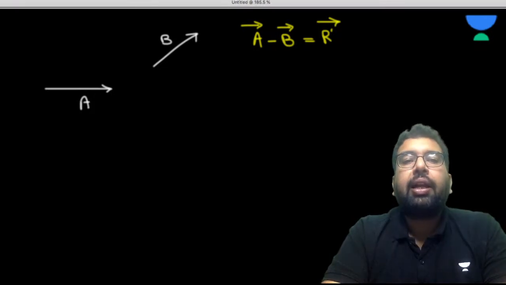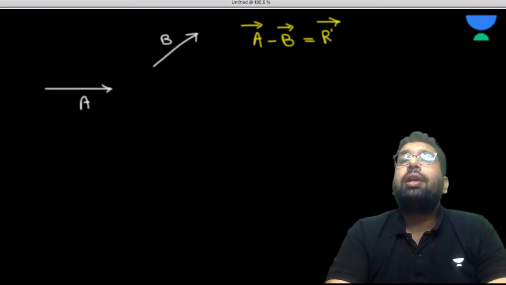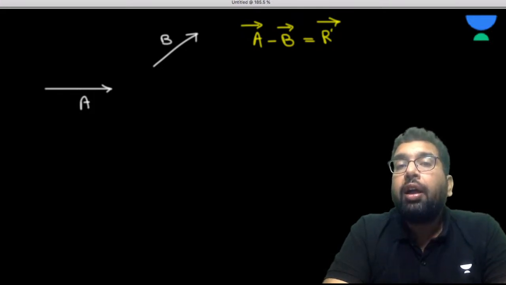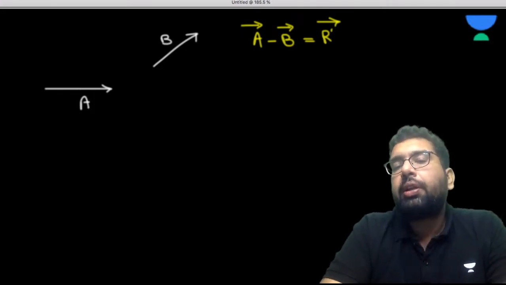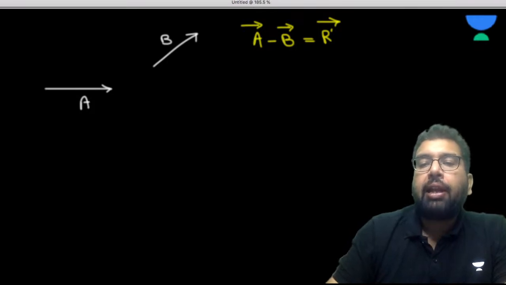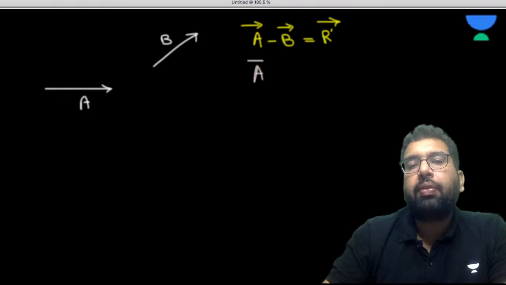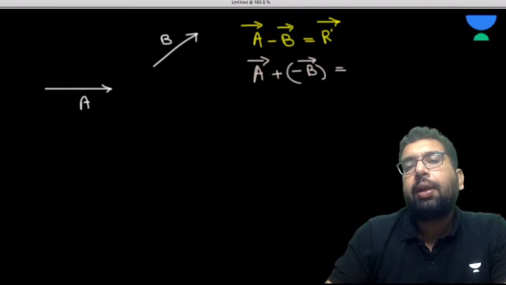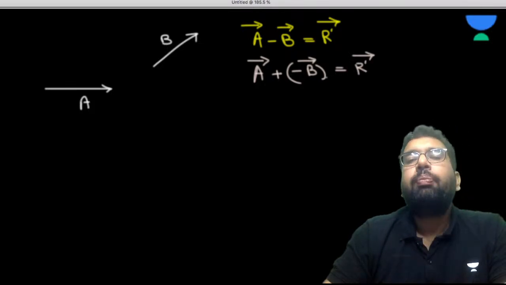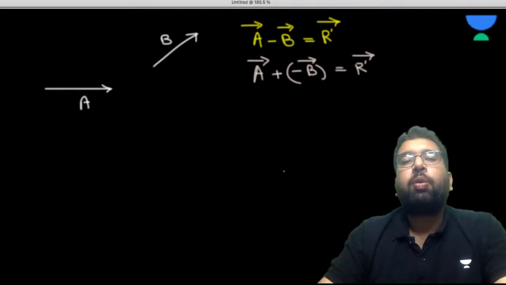Now please understand this. When we are writing A vector minus B vector, it is nothing but the addition of the vector. So how come, sir? Here you will come to know one type of vector as well. This is your A vector. Can I write it like this, plus minus of B vector, and this is going to be the R dash vector? Will there be anything wrong in this? No, sir.